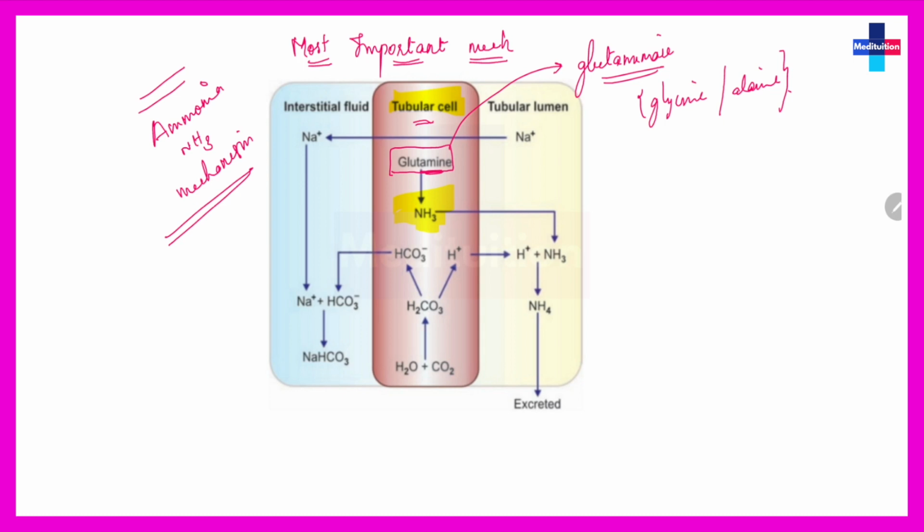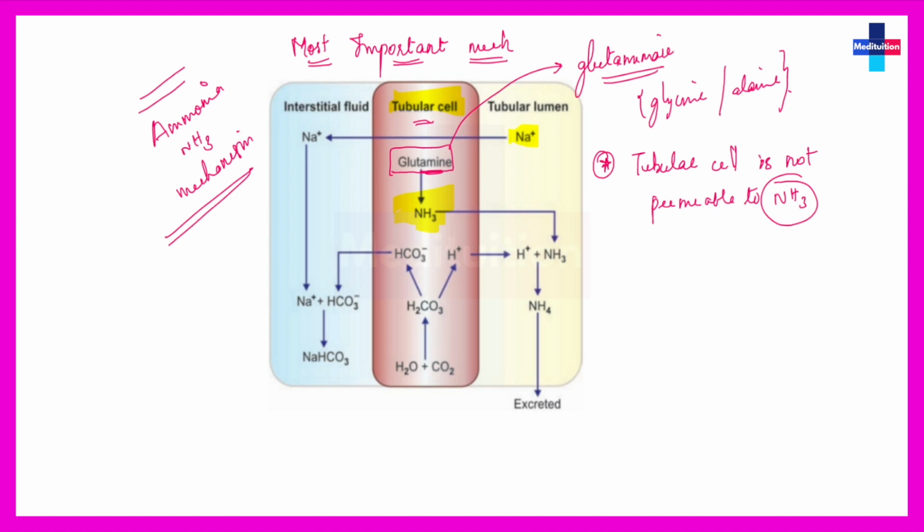Once it is formed, what will it do? It will go from the cell to the lumen for exchange. Instead of sodium, our ammonia will go there. The tubular cell membrane is not permeable to ammonium. Please remember, first thing, our tubular cell, like in other mechanisms, is not permeable to ammonium. So what will it do? Once it is not permeable, it will change the structure.